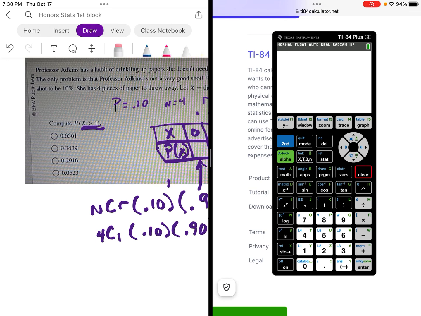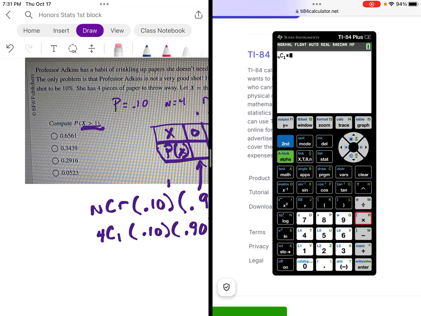The nCr button is in Math, arrow over to PROB, and then it's option number 3. So I'm going to press option 3. On the newer TIs, they give you the boxes at the bottom. So we're going to go ahead and put our 4 and then put a 1 in there. Arrow to the side, and then hit times.